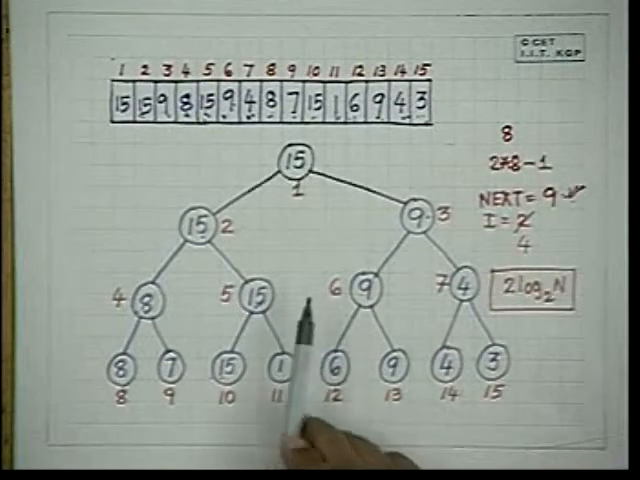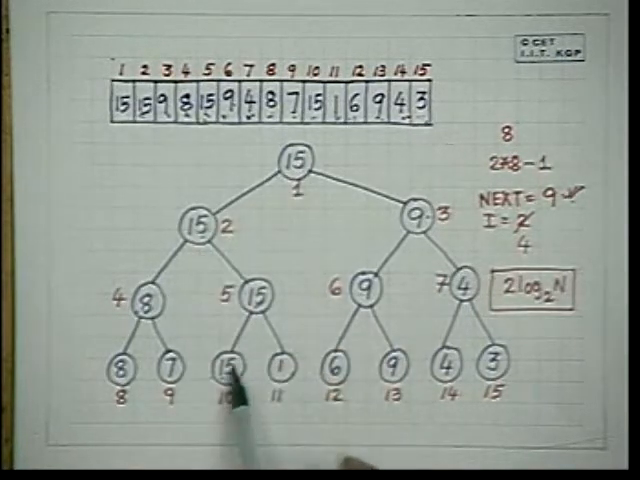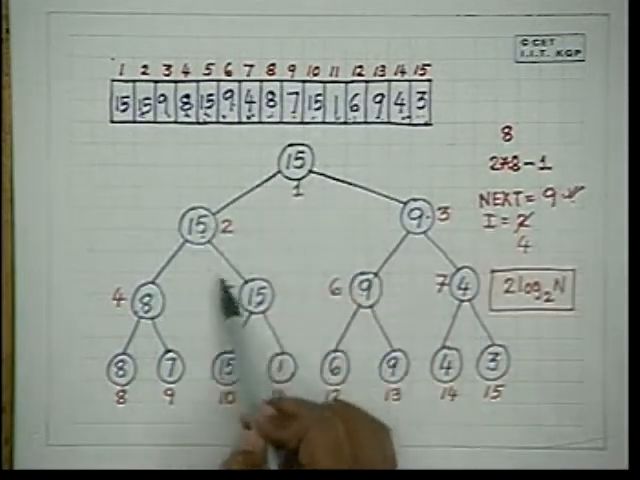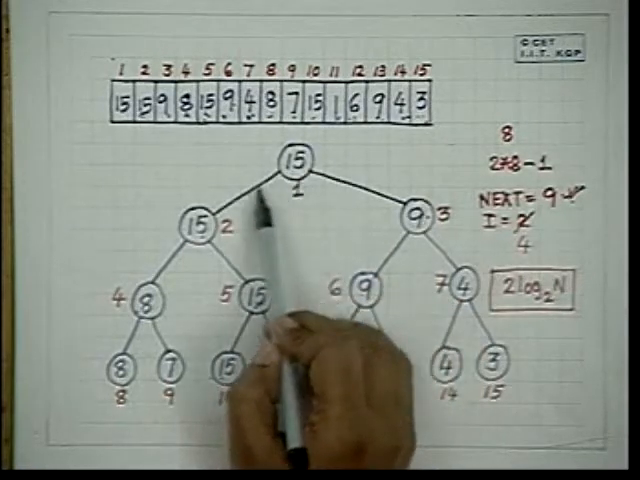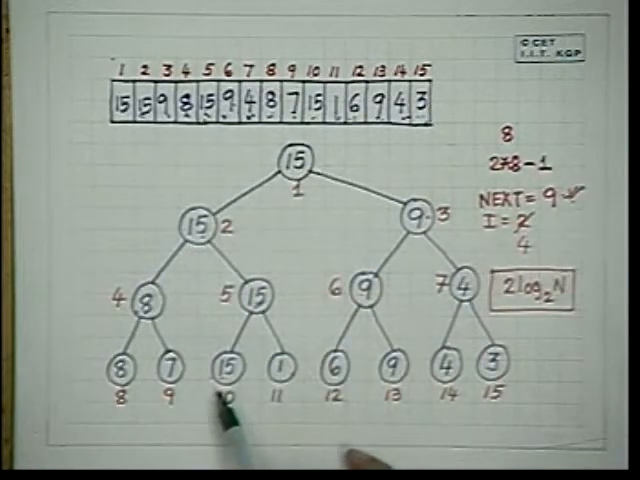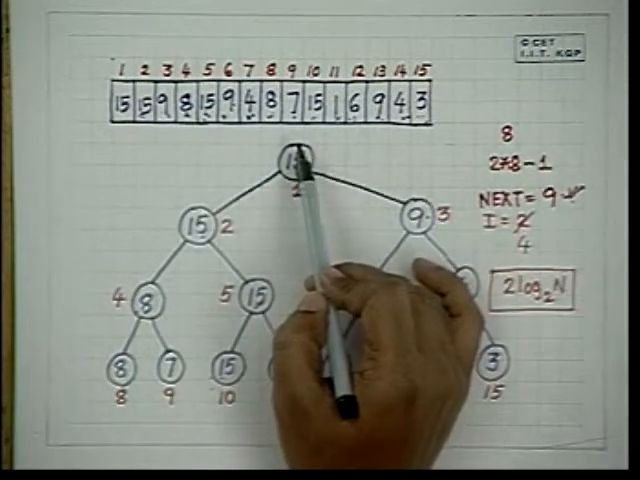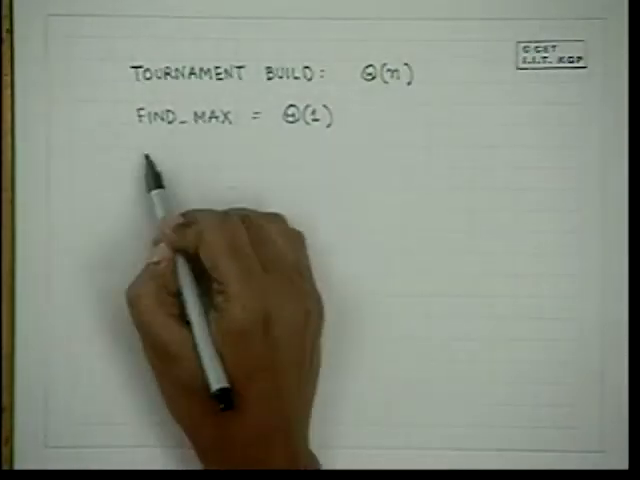Get next max. What did we do? We went along the maximum, and if you assume the minimum, then you make it less than the minimum, and then you go up. Now, how many comparisons do you make when you go down? Log n, and when you go up, log n. So to get the next max, you make 2 log n comparisons.